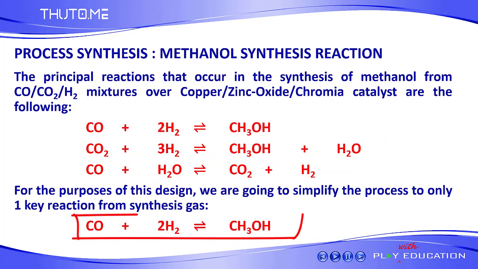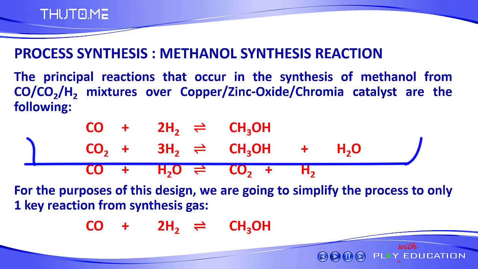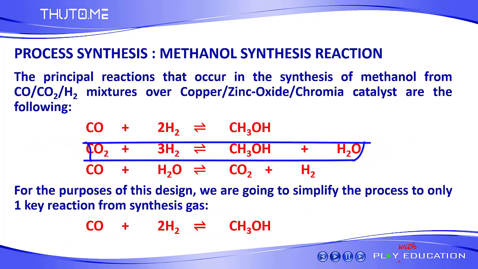For the purpose of this design, we are going to simplify our process to look at only one key reaction, where we produce methanol from carbon monoxide and hydrogen. This will simplify our design process quite significantly. At a higher level of study, it is very important to consider all these reactions because they all play a role. As I have said, recent literature proposes that the actual principal path is this reaction here. We are not going to look at that, so let's proceed.